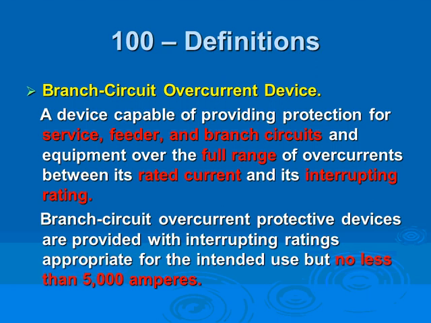Because a branch circuit overcurrent protection device is capable of providing protection for service, so it's not just branch circuit, feeders and branch circuit, and over the full range from the rated amp to the interrupting range. So that's a major range. So what I'm going to bring to your attention, guys, in the electrical code, there are 3 circuits dear to your heart, and dear to my heart, and should be dear to your heart too.